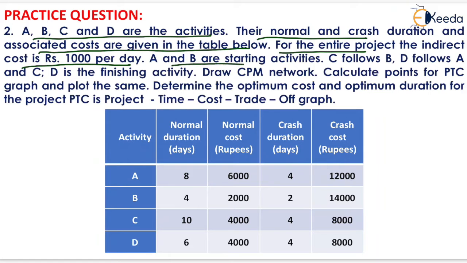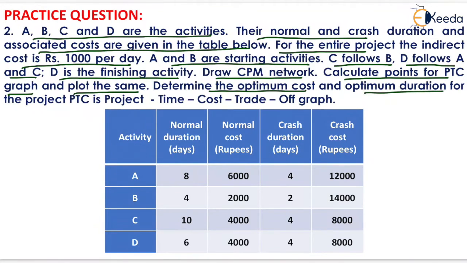A and B are starting activities, C follows B, D follows A and C. D is the finishing activity. Draw CPM network, calculate points for PTC graph and plot the same. Determine the optimum cost and optimum duration for the project. PTC is the project time cost trade-off graph.